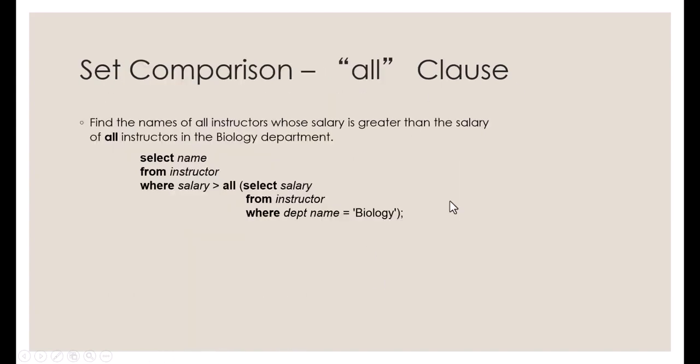The next one we're going to go over is all. This is similar to some, except in this case the salary has to be greater than every single salary returned from this subquery. Here we're looking for names of instructors who make more than all of the instructors from the biology department. The subquery returns a bunch of numbers, which are salaries, and this person's salary has to be greater than every single one of those numbers.